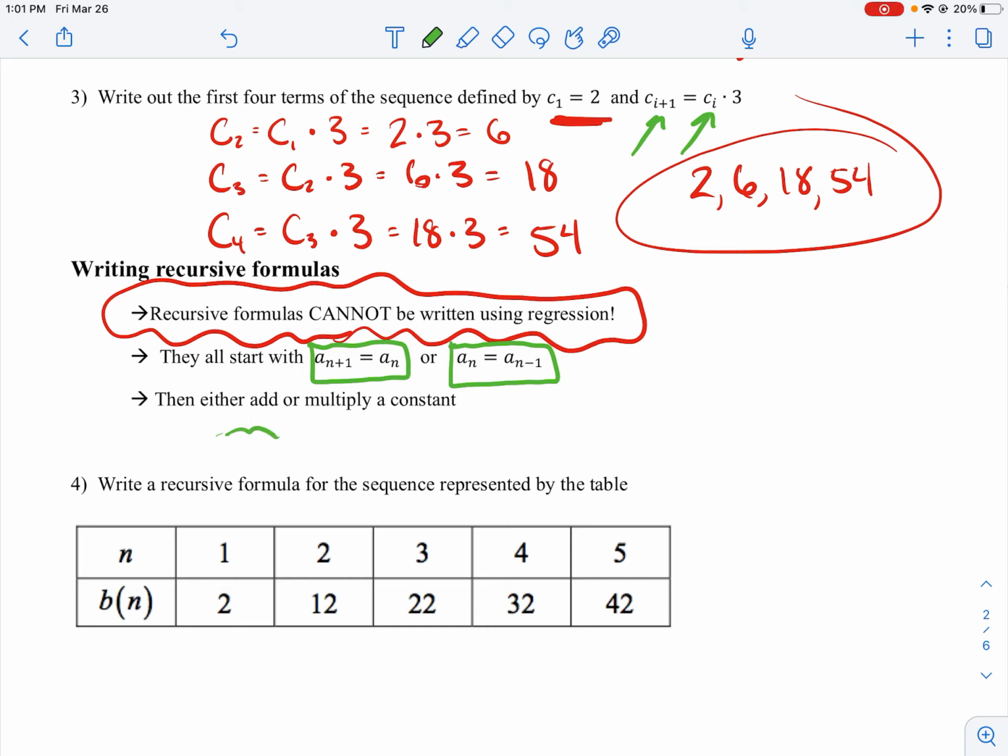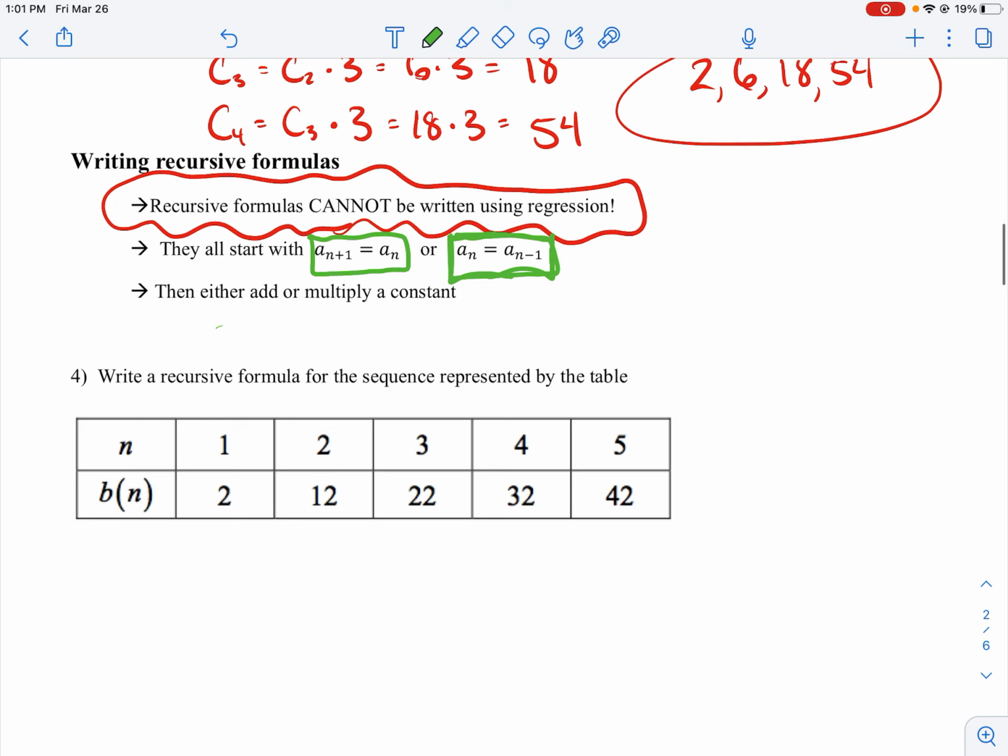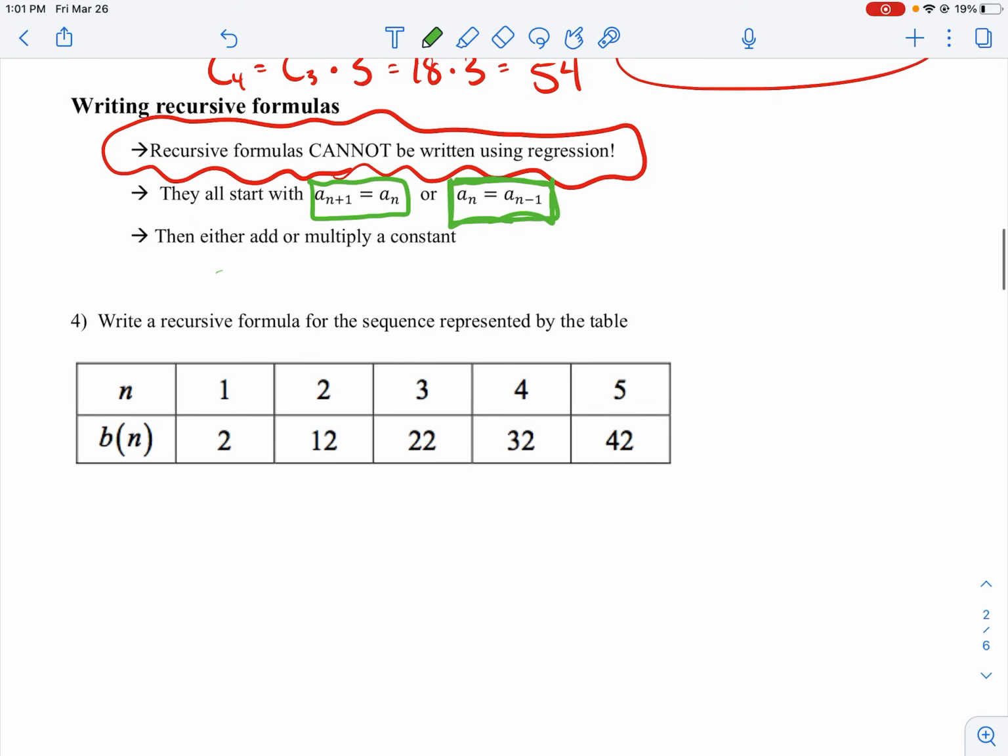So you're going to start with either one of these. Now, I tend to gravitate towards this one. This one computes better in my mind, but either one is fine. It's whatever your preference is. So it's asking for a recursive formula down here. So let's take a look. It looks like we're adding 10 each time, so it's definitely arithmetic.